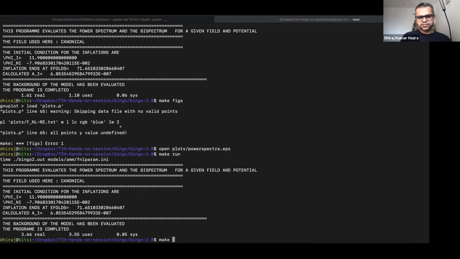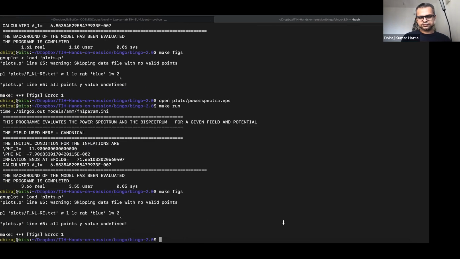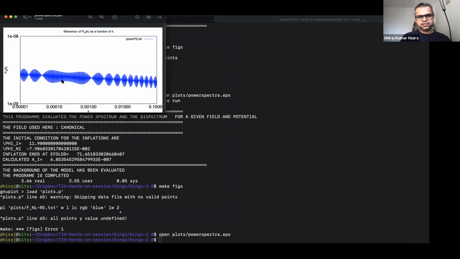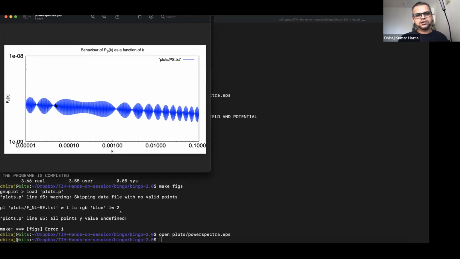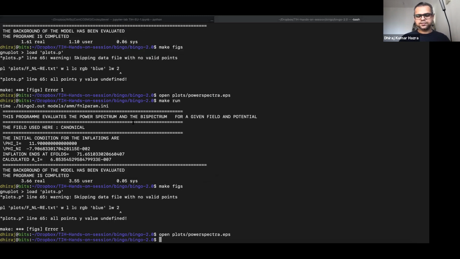Okay, it took 3 seconds. Make fix. Okay, let's see. Let's plot again. You see, these are the oscillations in the power spectrum that you can expect if you have models like the axion monodromy model. Okay, so these are the oscillations that you can expect, and they lead to an improvement in fit to the data. So if there are outliers or anomalies in the data, these kinds of models can help in addressing those anomalies in greater detail. Okay, all right. So these are just examples of the bispectrum and the power spectrum, etc. So okay, I think now I am going to stop.